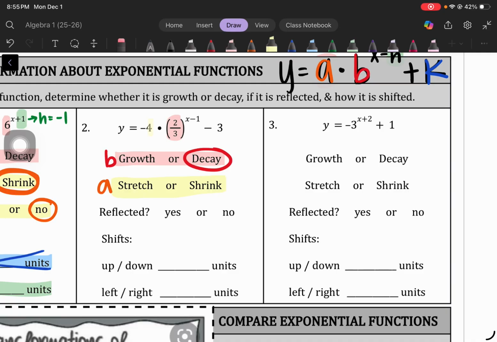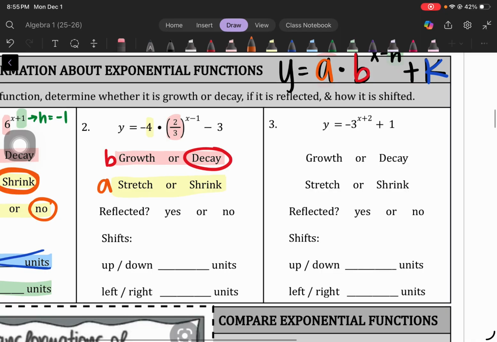When we're talking about a stretch or a shrink, we're looking at the letter A. Right here, we have the number 4. So because it's greater than 1, we're stretching up. We're going up super fast. We're making these numbers bigger, faster. So we're stretching to get to the top number ASAP. It's kind of like reaching for the top shelf. You want to get there faster, so you have to stretch.